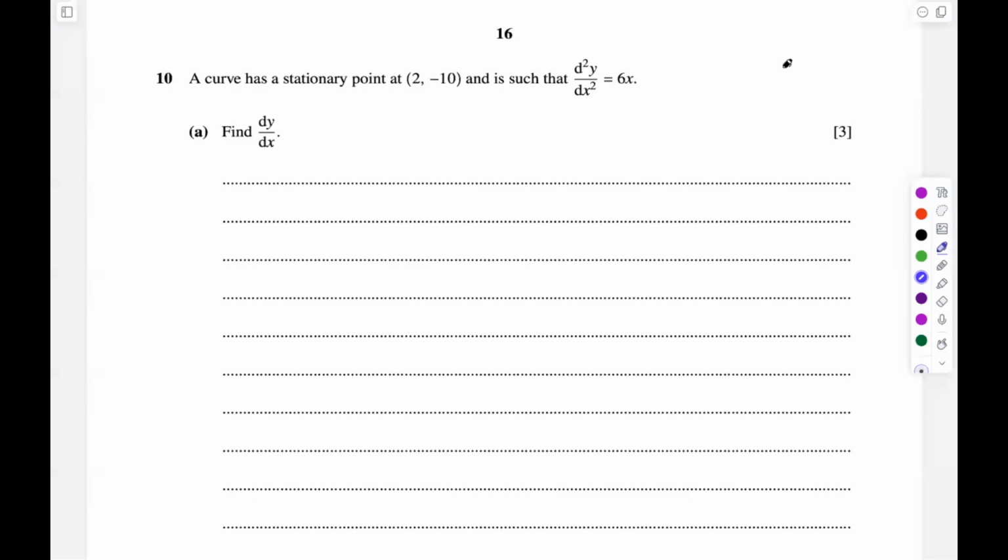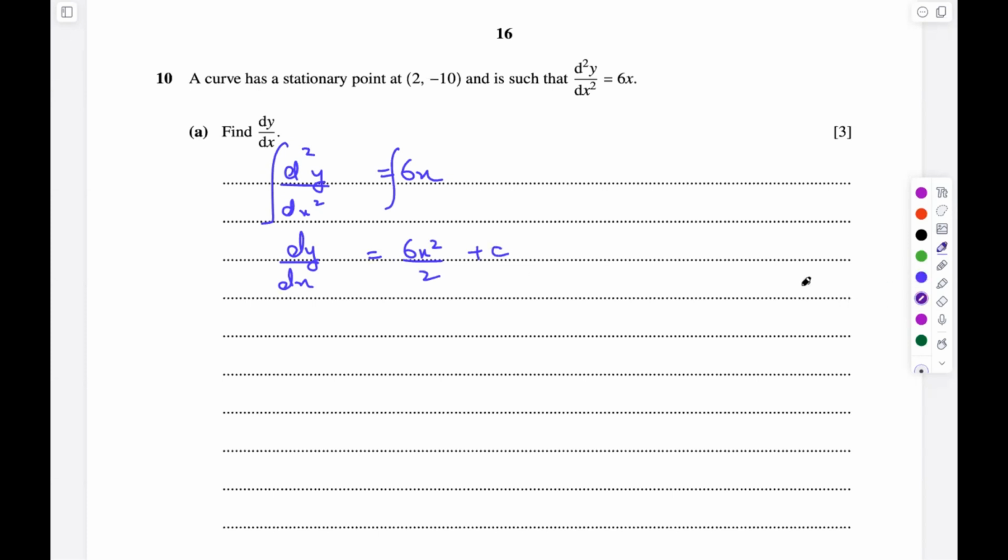Question 10: a curve has a stationary point at (2, -10) and is such that d²y/dx² is equal to 6x. We have to find dy/dx. As the expression for d²y/dx² is equal to 6x, to find dy/dx we'll integrate both sides. So dy/dx will be equal to 6x²/2 plus c.